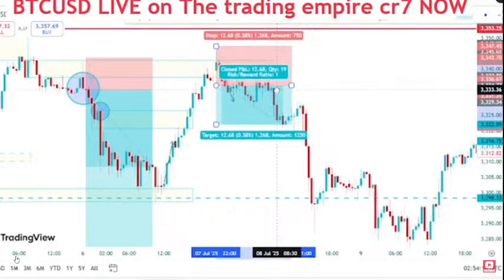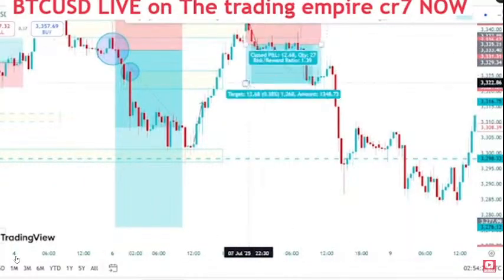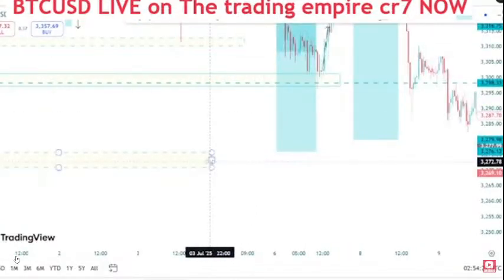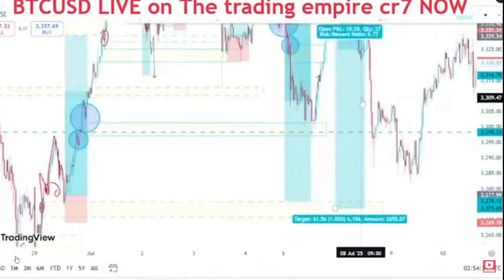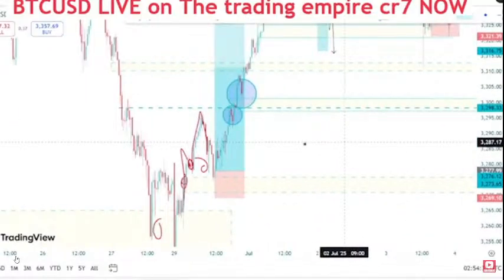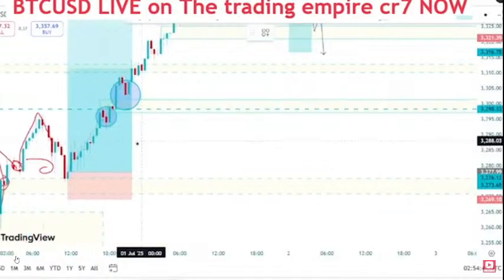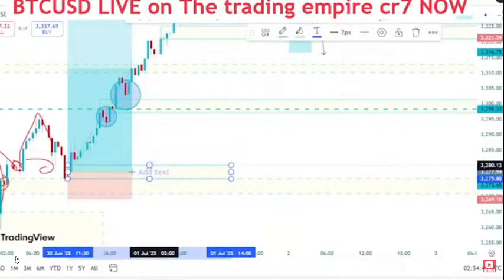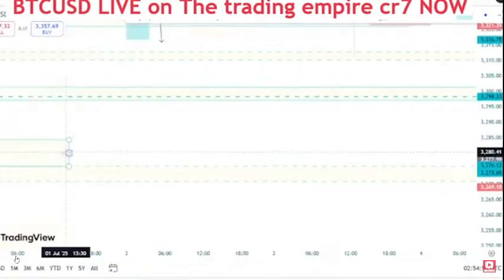Again, we entered from this area, with the stop loss above the previous high candlestick bodies. The target was from this area. We're still expecting the market to move down until we get to this target. Sorry, that was not the target. The target was from this area, this entire area, this one. From here, this was the target.